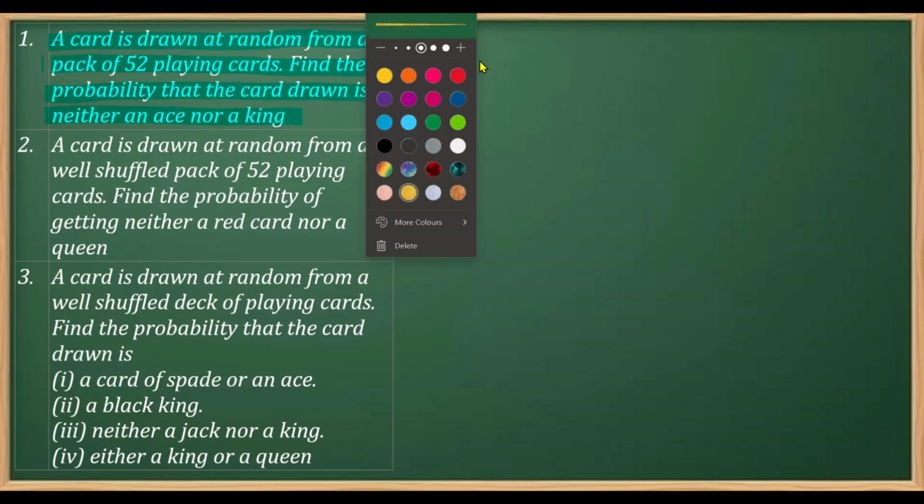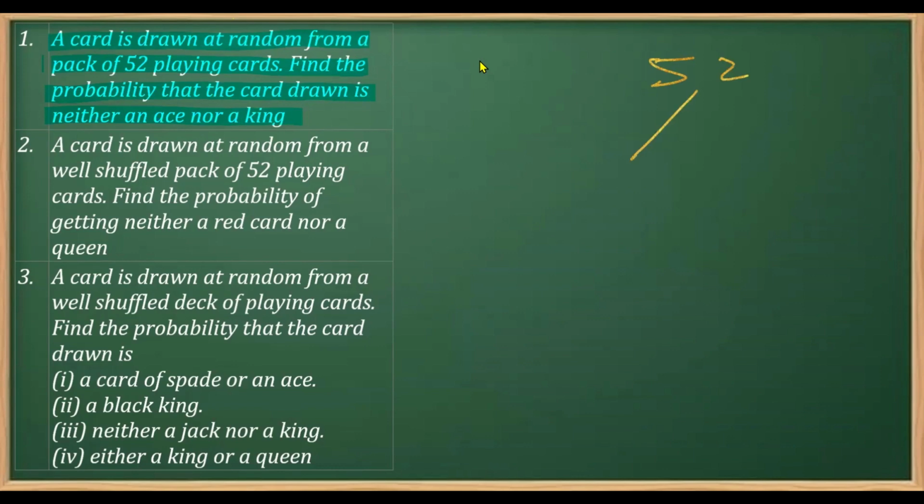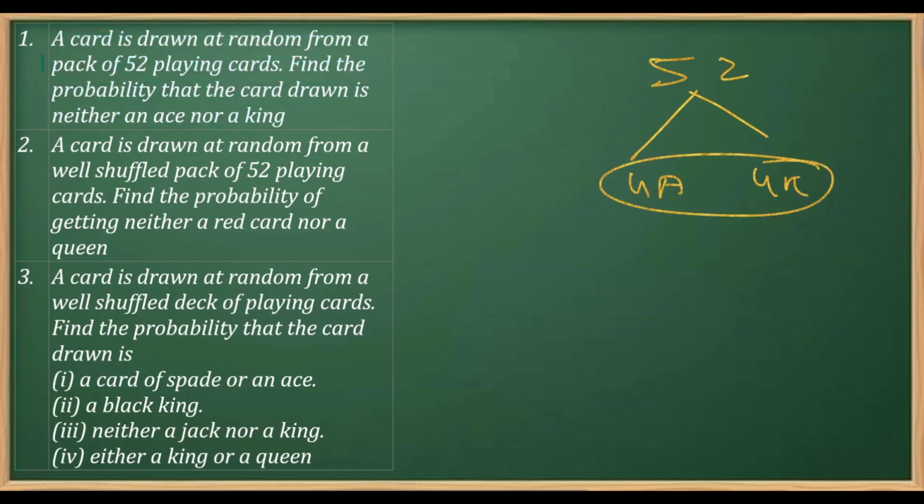What we know is that there are how many cards? 52 cards. Out of this, how many aces are there? 4 aces are there, and 4 kings are there. So the question here is neither nor. That means from these 52 cards, we find the probability of none of these, neither ace nor king. So if I subtract, how much are we getting? 44. So now the favorable is 44.